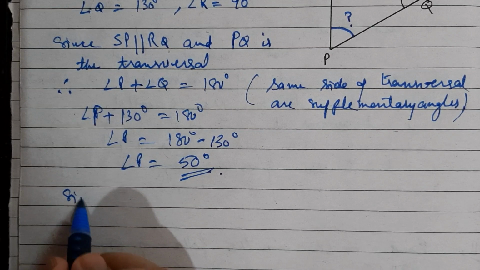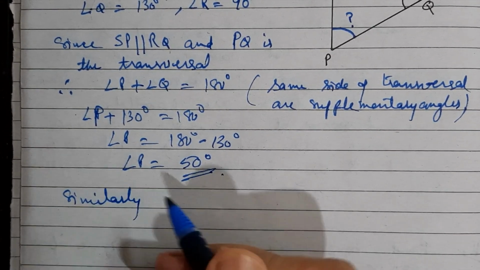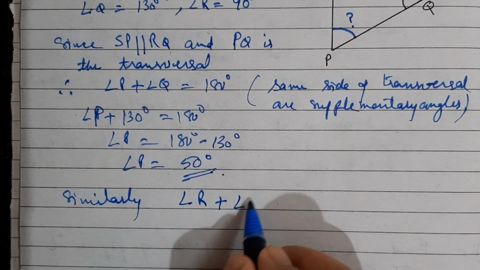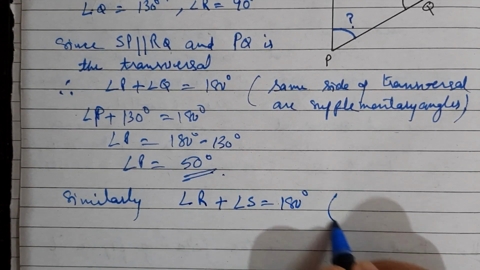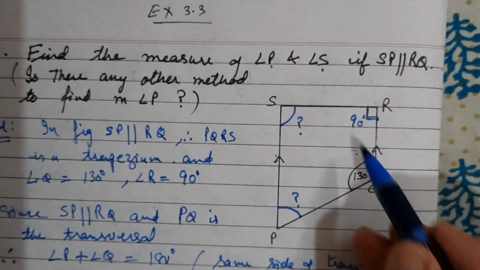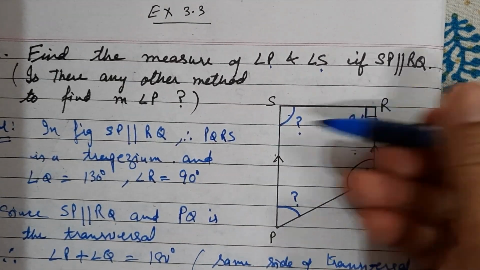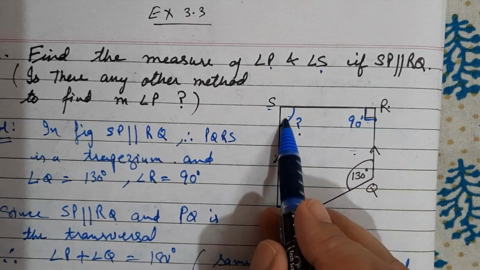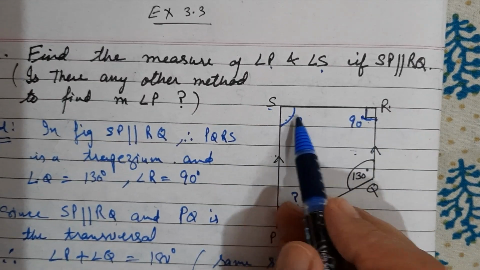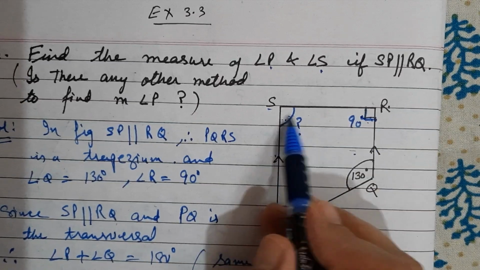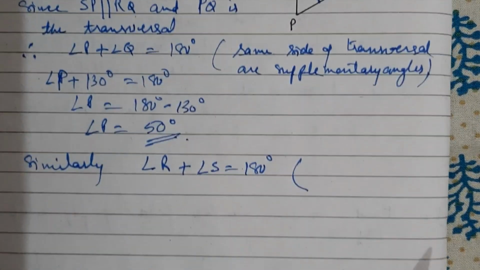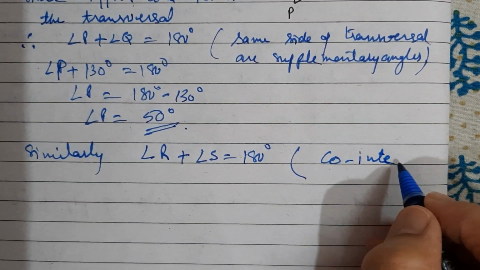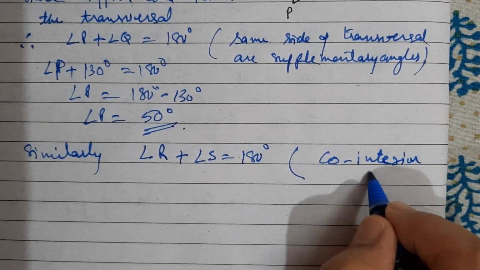Similarly, angle R plus angle S is equal to 180 degree. Again, they are same side of transversal. SP, RQ parallel lines and SR is the transversal. So same side of transversal means supplementary angle, or we can say that they are co-interior angles. So here I am writing co-interior angles.